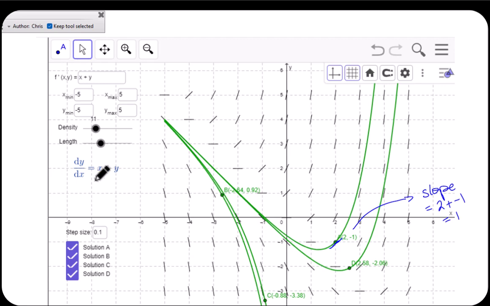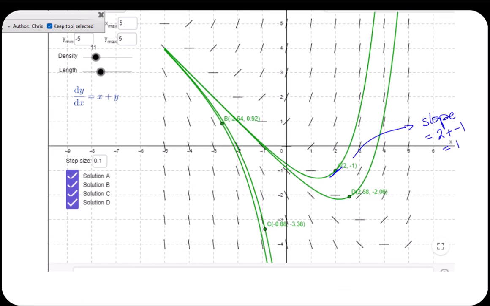All right, so I did that for this particular function, and it tells you that. I also selected that I'd like to see different solutions. So what this solution is the following. If you picked, for example, point A here, which is 2, minus 1, that would be my initial condition for the differential equation. So I would have y at 2 equals minus 1.